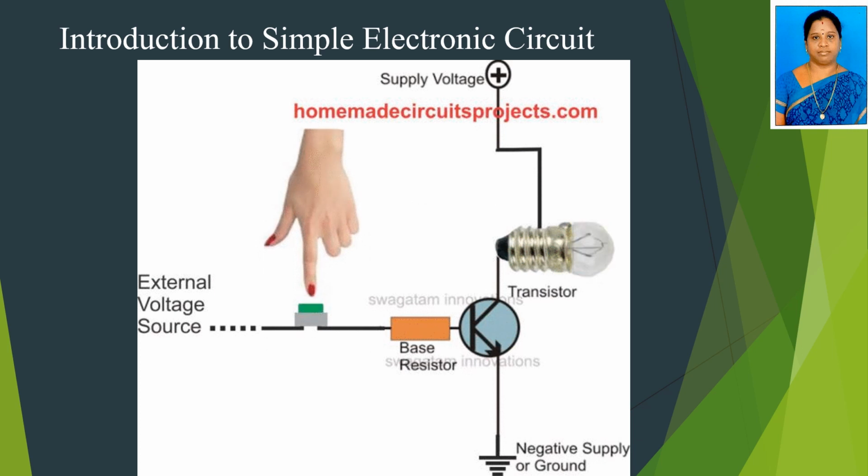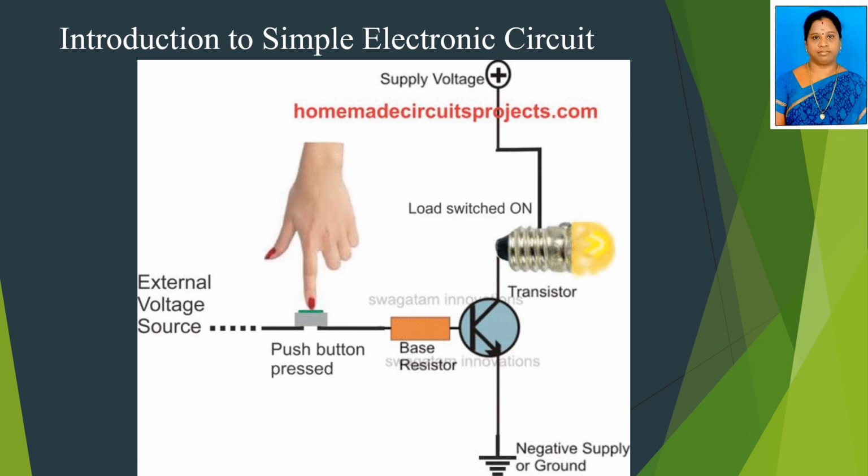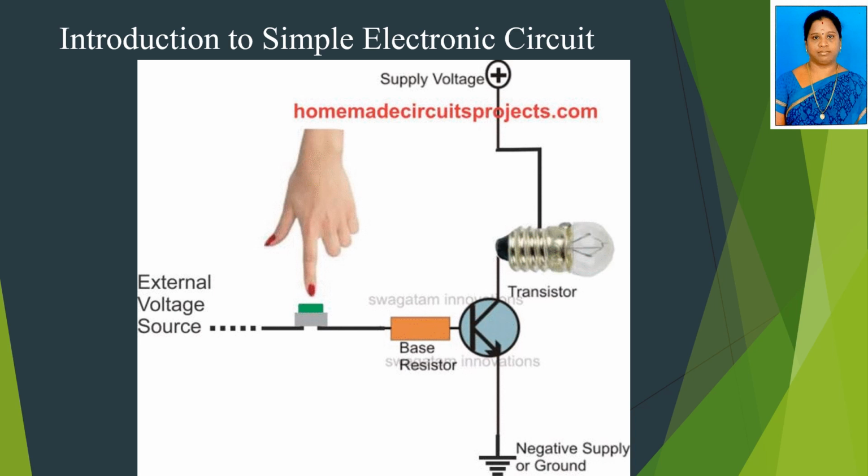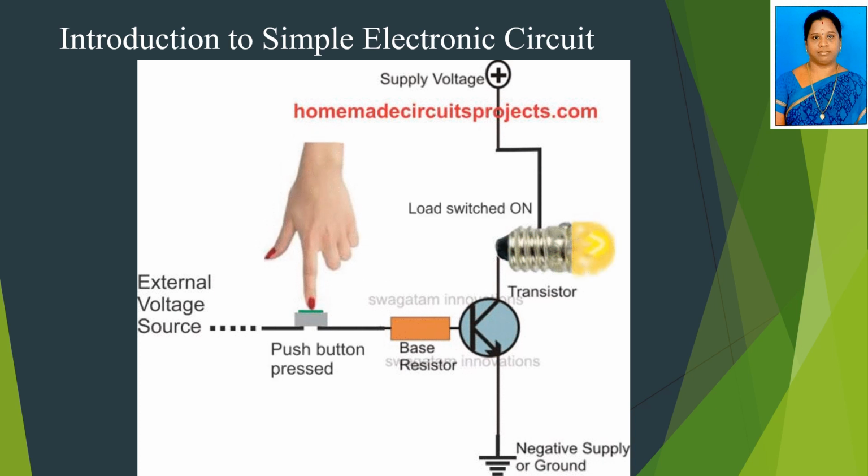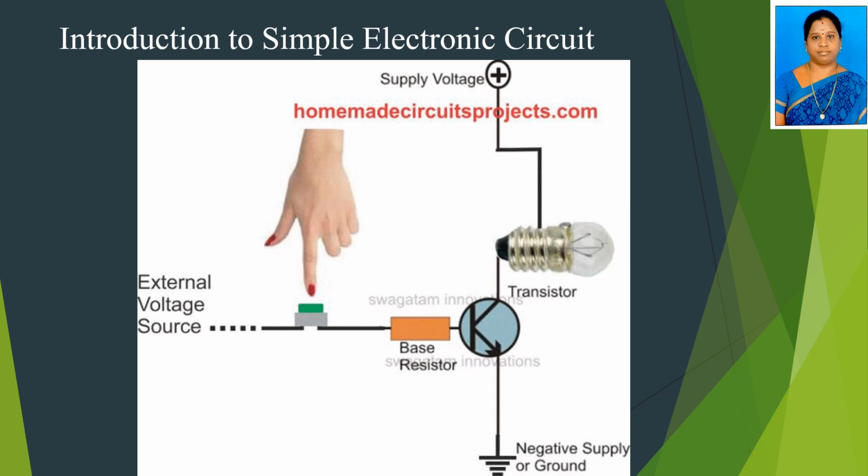Here the BJT acts as the switch. The positive supply is connected directly to the bulb and the negative supply or ground is not directly connected to the bulb. Instead, it is connected through the BJT transistor. Here the BJT transistor is the switch. How does it behave like a switch? As we all know, we have three modes of operation: cutoff, linear as well as saturation. Out of these three modes, the BJT behaves like a switch in the case of cutoff as well as saturation.